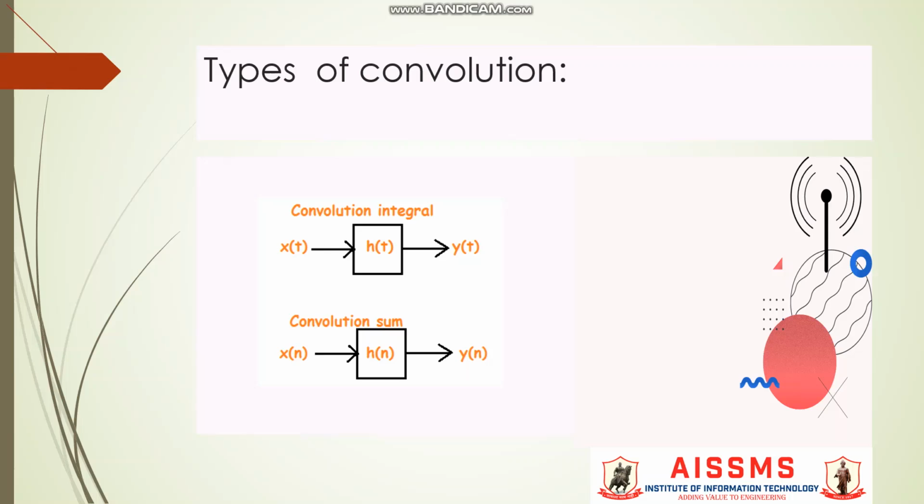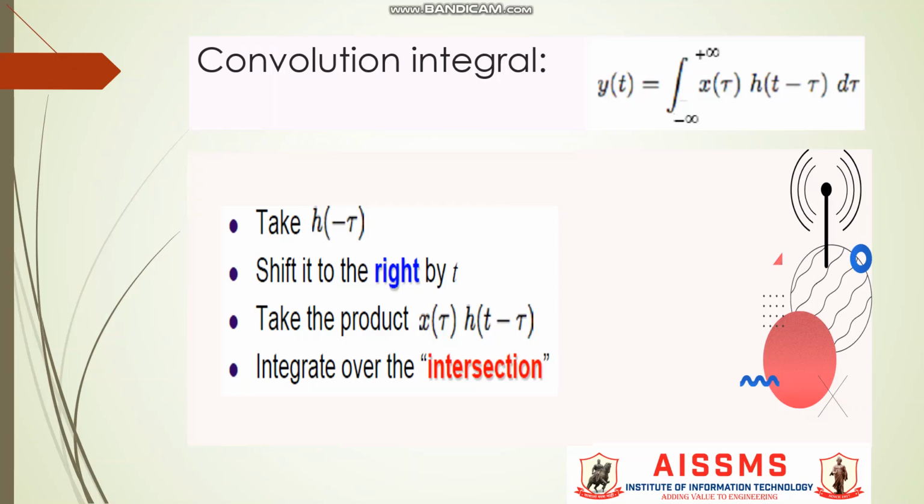There are two types of convolution. One that is calculated for CT signal is known as convolution integral, and the other that is calculated for DT signal is called convolution sum. In this video, I would be discussing convolution integral for signal combinations wherein both the signals are unit step, and for the case when one of the signals is unit step and the other is an exponential signal.